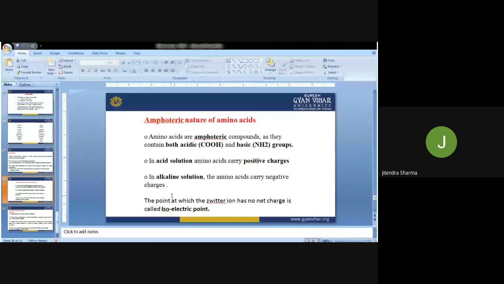And the isoelectric point is also very important. The point where the zwitterion has no net charge is called the isoelectric point. Means when the zwitterion has no charge, that point is called the isoelectric point. So we have discussed a lot of things here, and I hope through this discussion we get the right message about protein, which is a chain of amino acids.